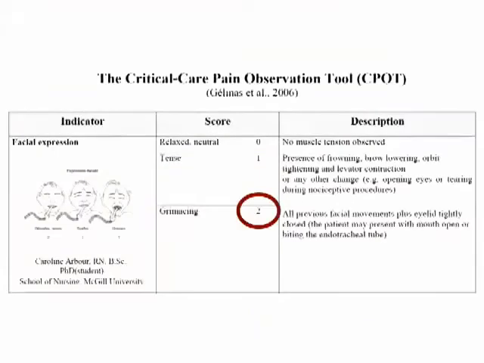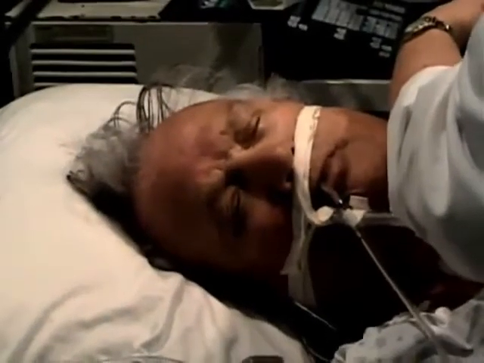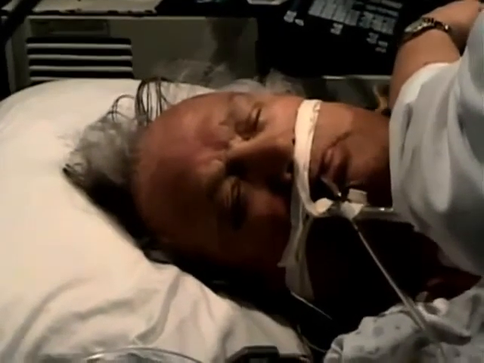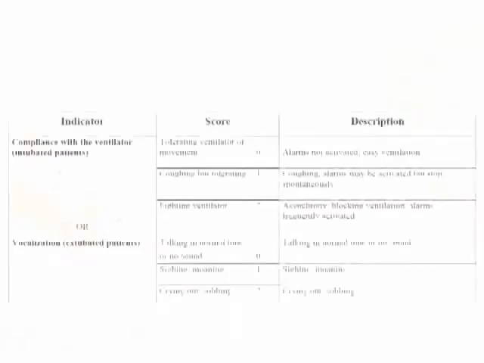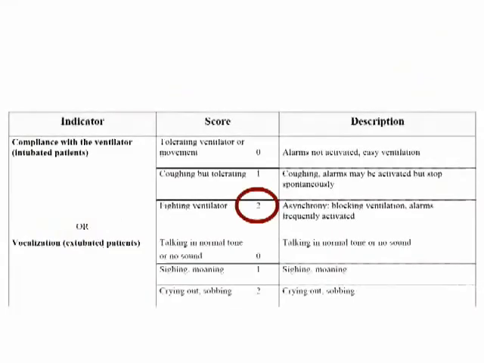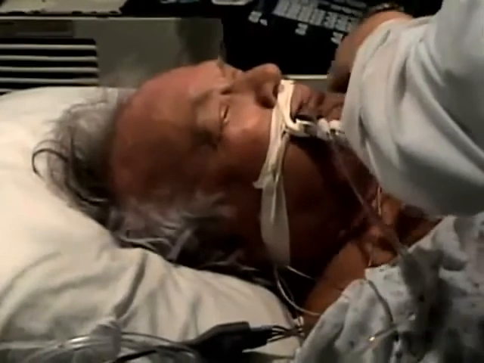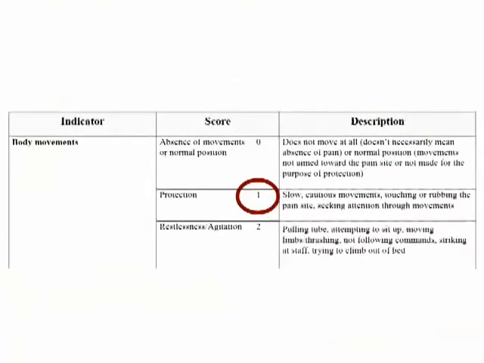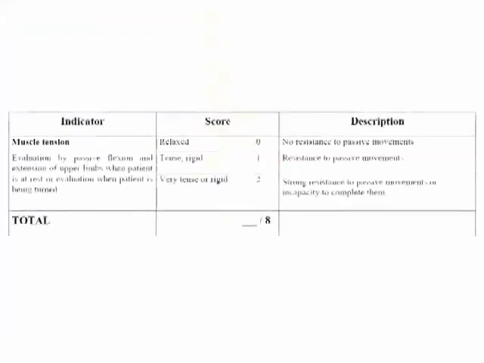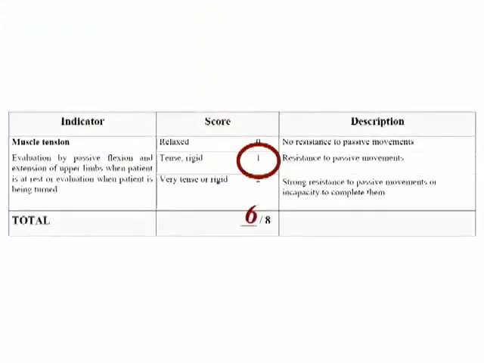Here you can take a look at his face, and you'll see that there's some grimacing. There's some frowning. His eyes are tightly closed. Now there's the ventilator. He's kind of alarming the ventilator during this turn. He was also hugging the pillow over his sternal incision. I'd actually give him a 5. He resisted movement, or maybe even a 6.